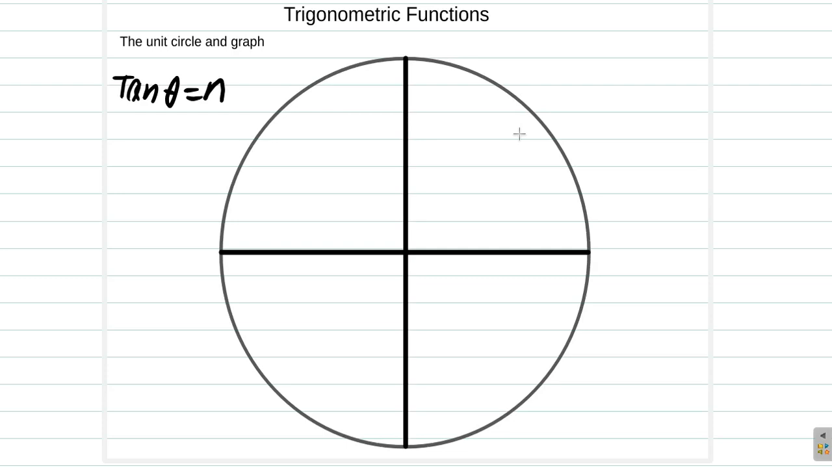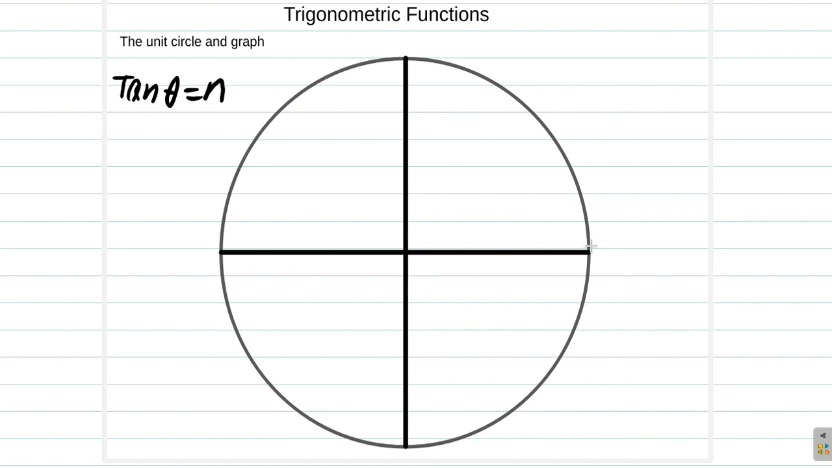Let us look at the unit circle and the graph of the tangent function. Tan theta is equal to n, all right? And we're going to see what angles will yield a certain value when you find the tan of that angle.